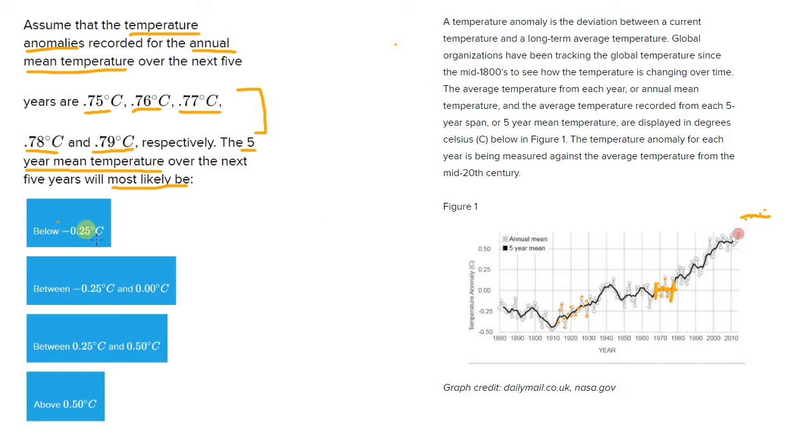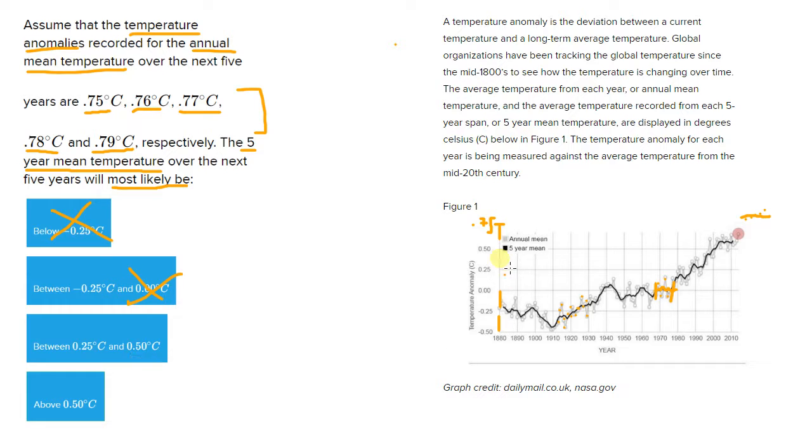And so if we look at our answer choices, we can project where 0.75 would be, right? Because the axis goes up in increments of 0.25. So this one was 0.5, this would be 0.75. We can see that it's not going to be below negative 0.25, so it's not going to be down here. So that's wrong. It's not going to be between negative 0.25 degrees Celsius and 0. It's not going to be here, so that's wrong.